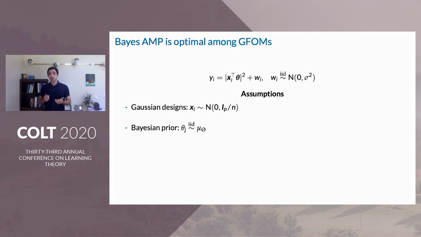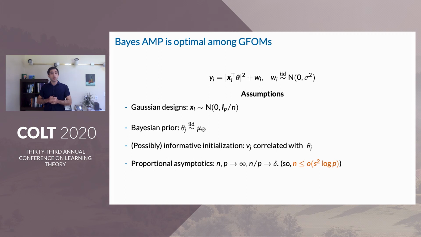Next, we assume the coordinates of the parameter vector are drawn IID from a known prior mu theta. This allows us to incorporate structural properties like sparsity into our problem. Next, we permit that we have a possibly informative initialization in the form of a vector v correlated with the unknown parameter theta.